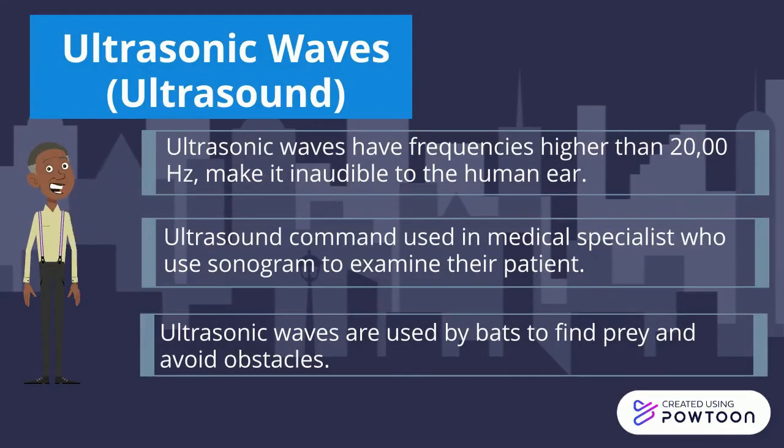Ultrasonic wave, ultrasound. Ultrasonic waves have a frequency higher than 20,000 Hz, making them inaudible to the human ear. Ultrasound is commonly used by medical specialists who use sonograms to examine their patients. Ultrasound waves are used by bats to find prey and avoid obstacles.